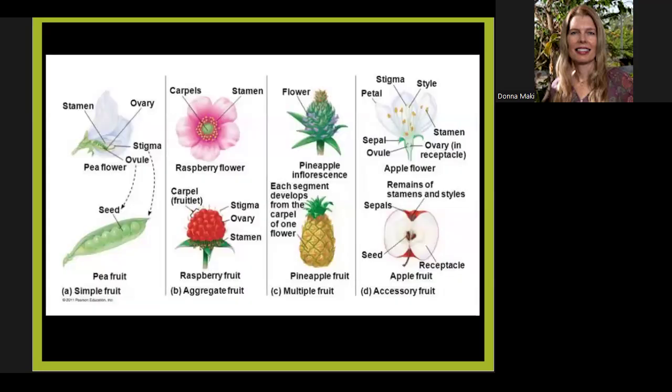So going back to this, the apple, really most of the fleshy part, that's actually receptacle tissue, which is right there next to the ovary. And you can see the bottom part of the apple is that brown stuff that you see. That's the remnants of the stamens and the styles.